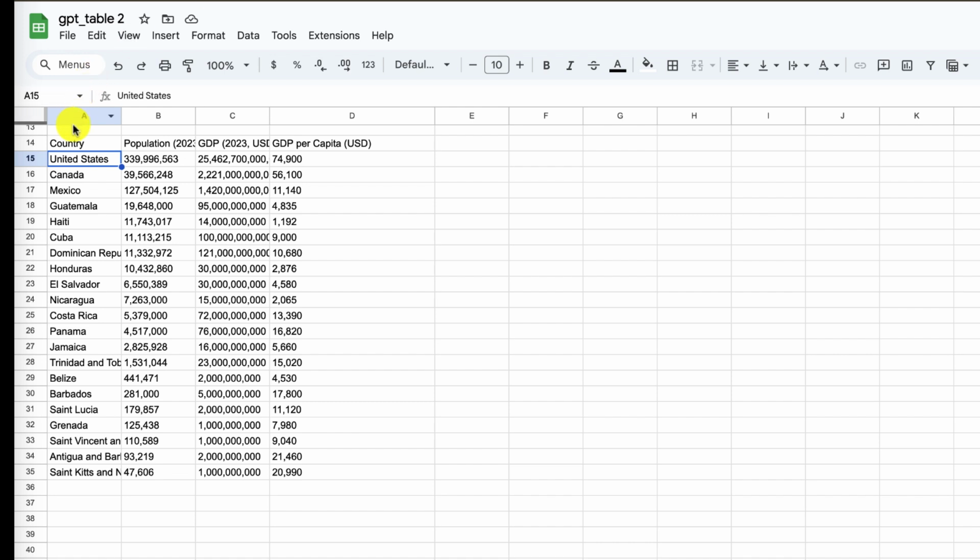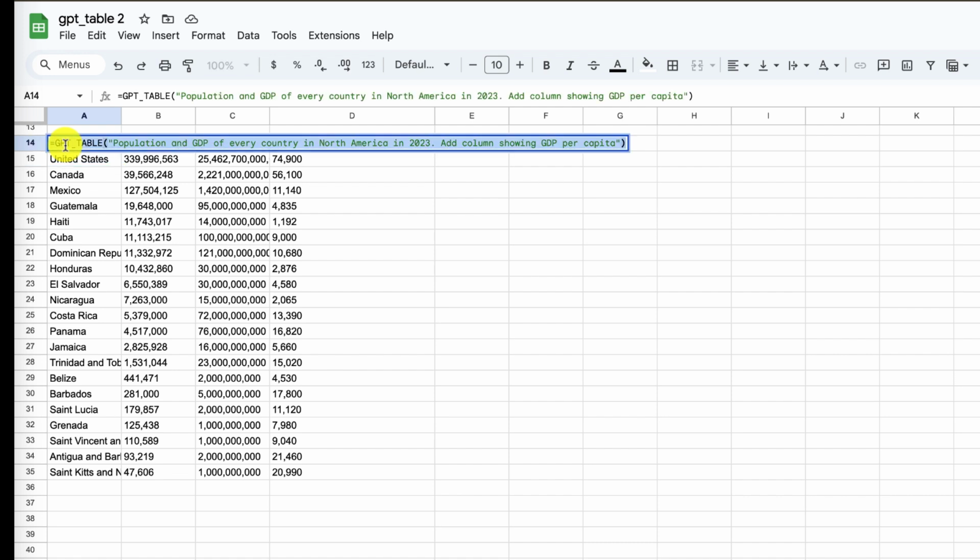And I want to add one more piece of information to my prompt, so I'll double click on my prompt row. So I added this to my prompt: sort by GDP per capita in descending order. So that means the country with the biggest GDP per capita will be at the top, and the country with the smallest GDP per capita will be at the bottom. So I press enter.